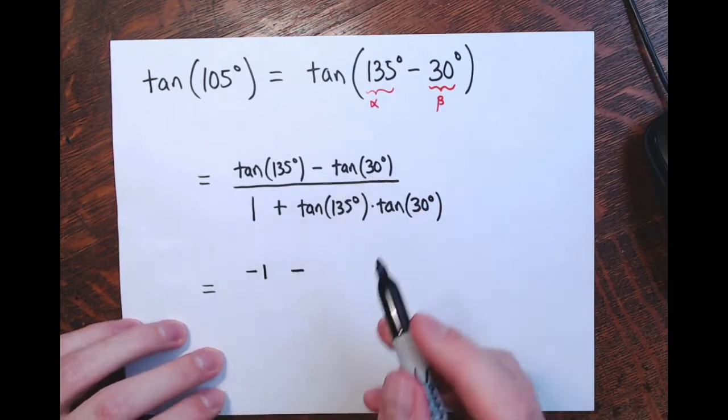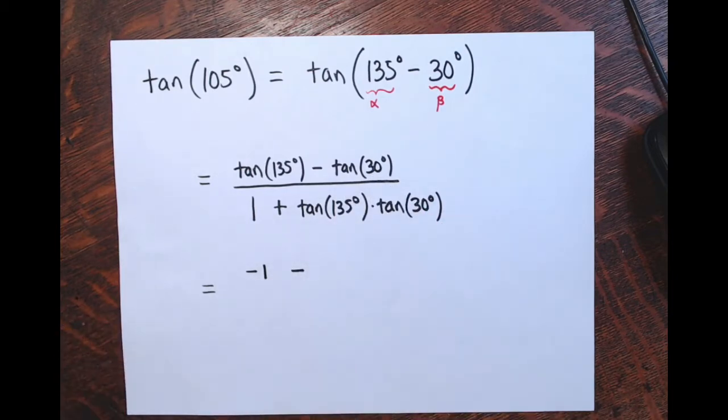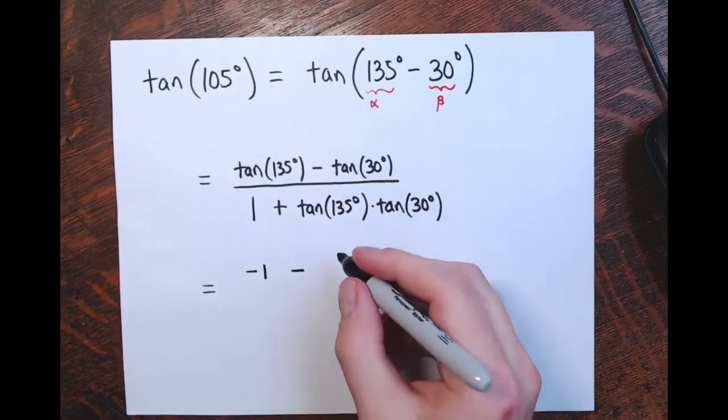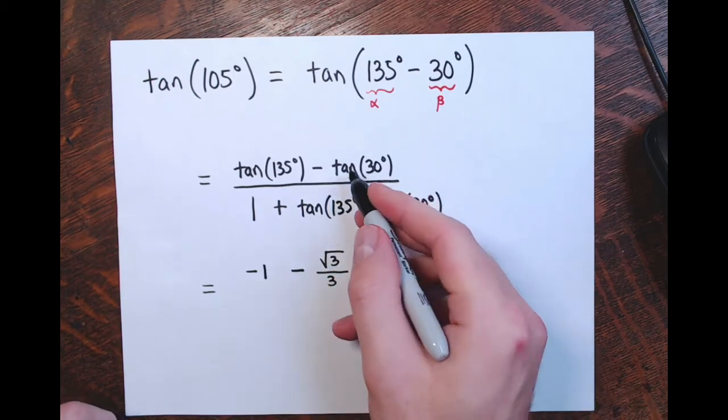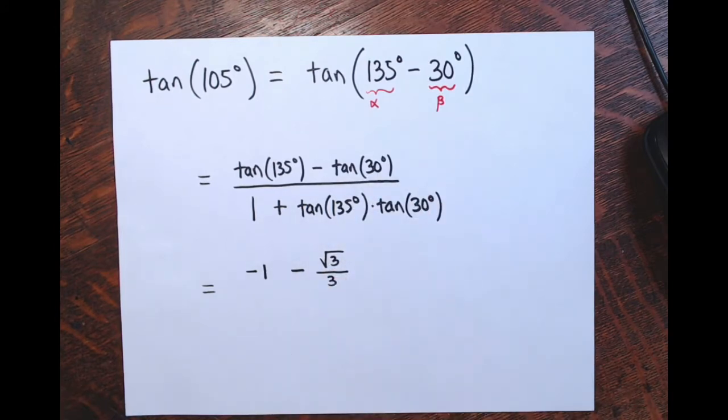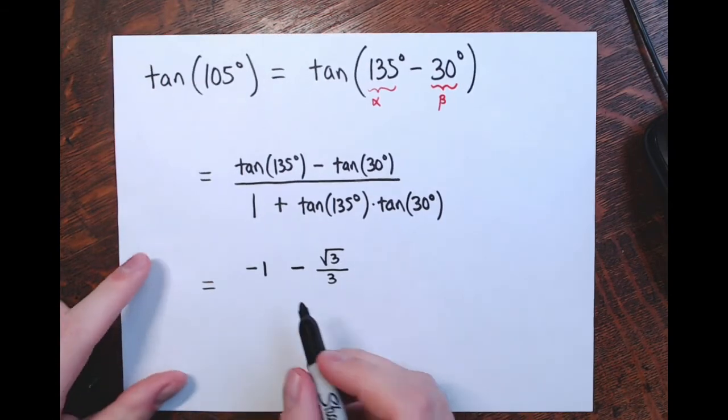Minus, now the tangent of 30 degrees. If you don't remember that one, you should at least remember the sine and cosine of 30. Remember, the sine of 30 degrees was a half. And the cosine of 30 degrees was square root of 3 over 2. And when you divide those, sine divided by cosine, you get 1 divided by the square root of 3, or, rationalizing, the square root of 3 divided by 3. The tangent of 30 degrees was a third of the square root of 3. Okay, so there's the numerator.